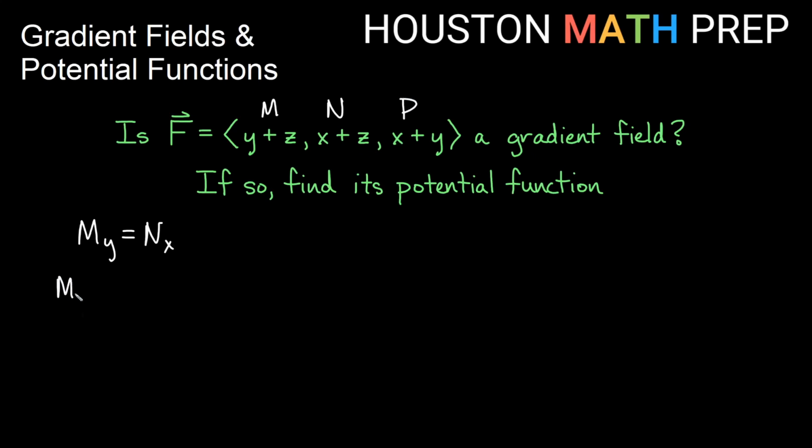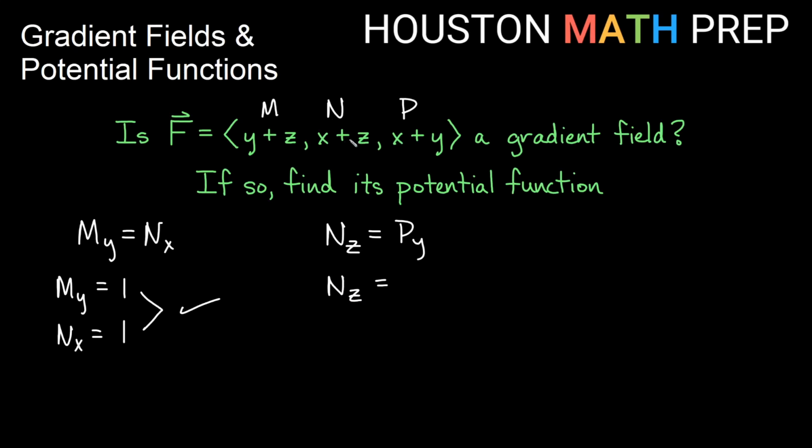And partial M_y, the derivative with respect to y of this, is 1. And if I look at the partial derivative of N with respect to x, that's also going to be 1. So those are the same, and that's good. But now remember, I also need partial N_z to equal partial P_y, right? So we need to check that. So is N_z equal to P_y?